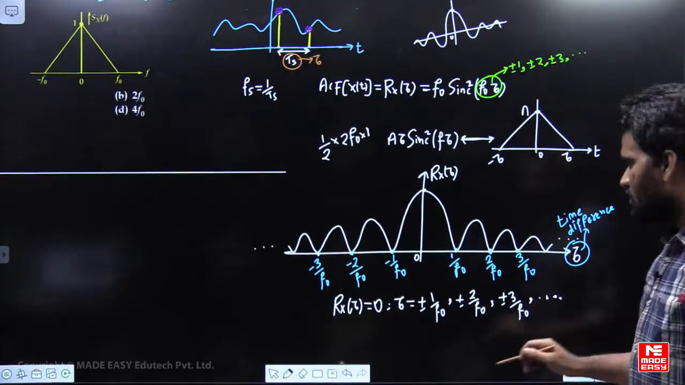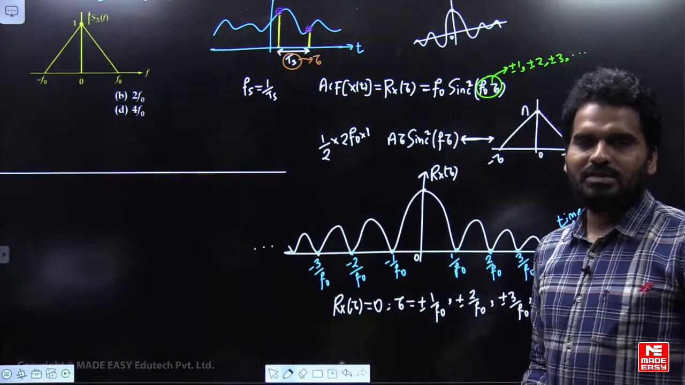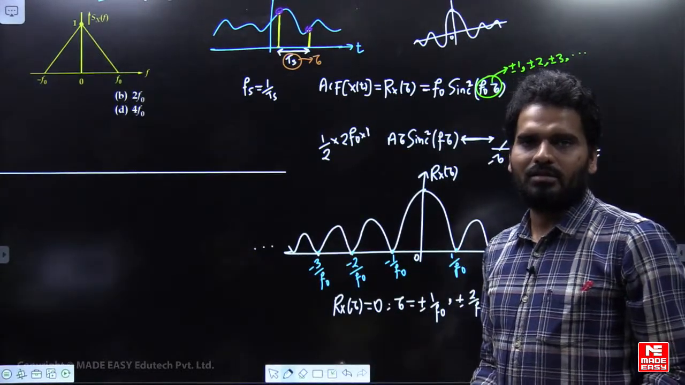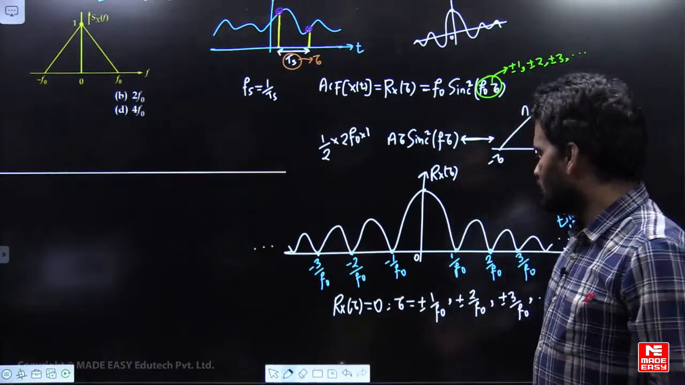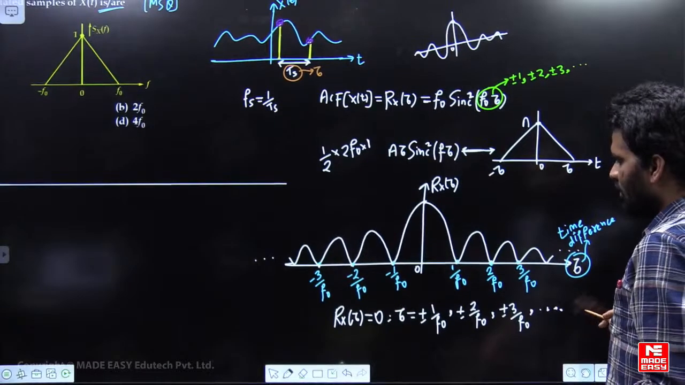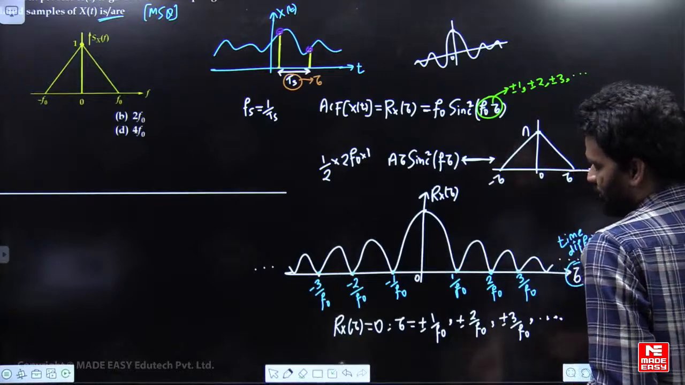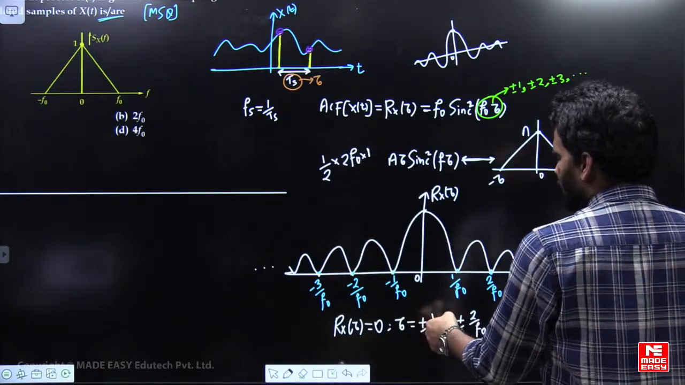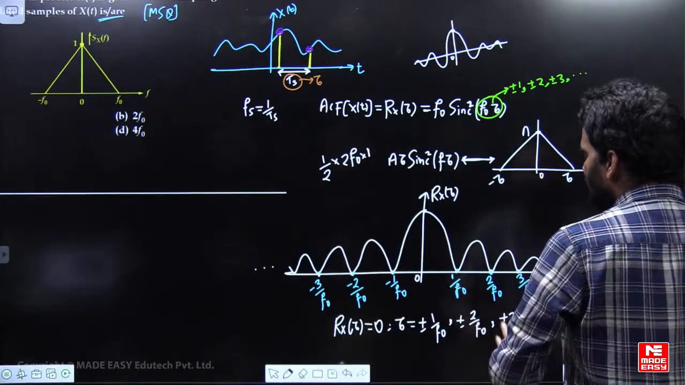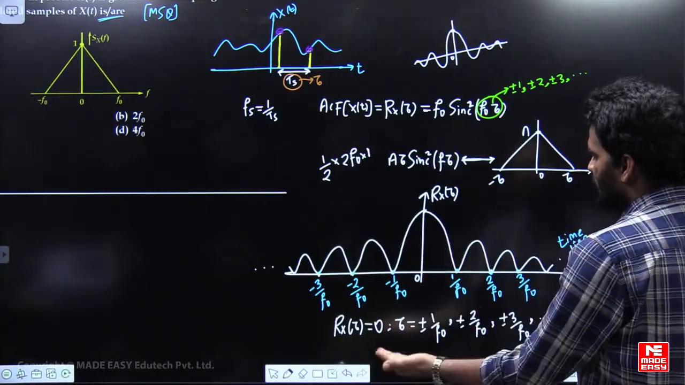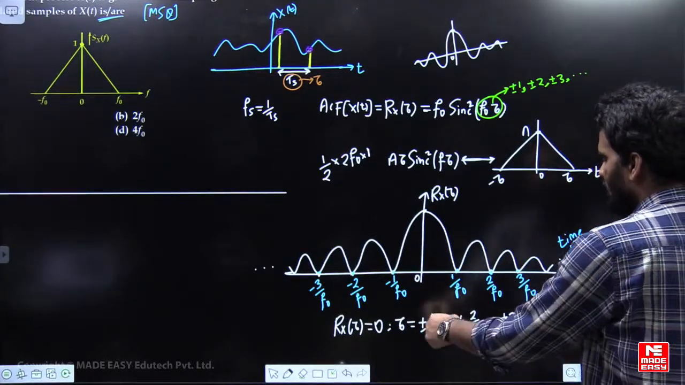So if R of tau is 0, I can say there is no correlation between the sample points. ACF will give you the degree of correlation between sample points. We can estimate from Rx(tau). Rx(tau) 0 means what? There is no correlation. If you take tau as 1 upon f naught, Rx(tau) we got 0. When we are talking about time difference, don't give any importance to this negative sign. It has no importance. This is just the time difference only, you are looking from left to right. Don't give any importance to the negative sign.